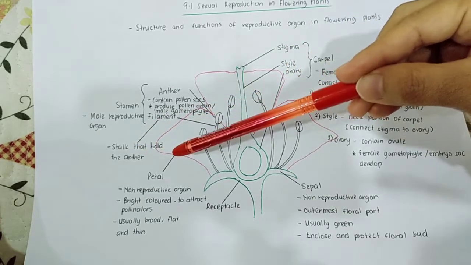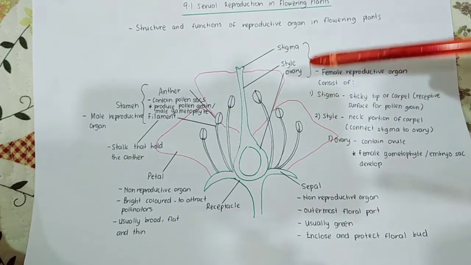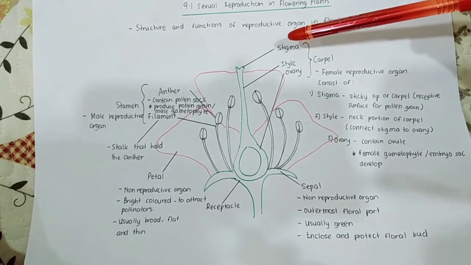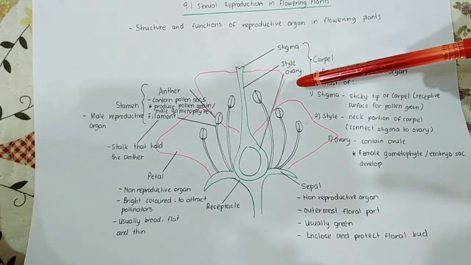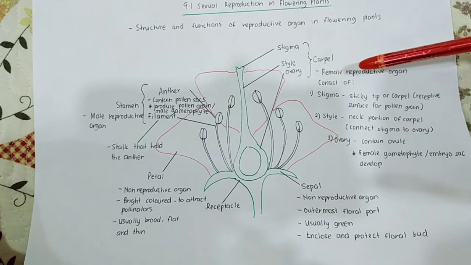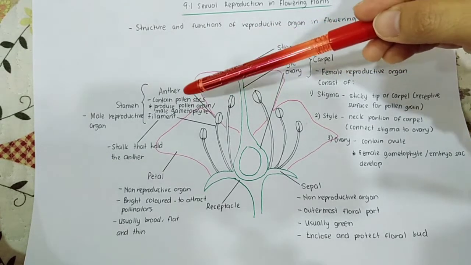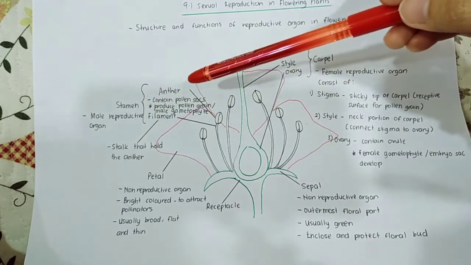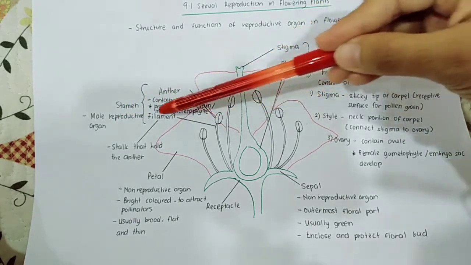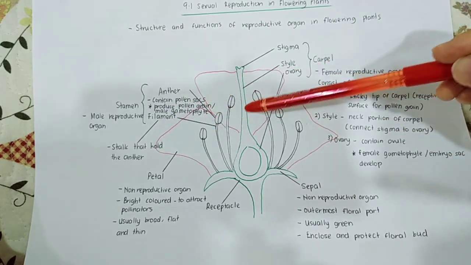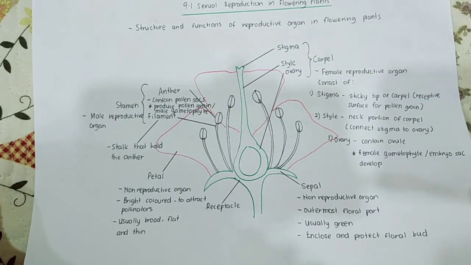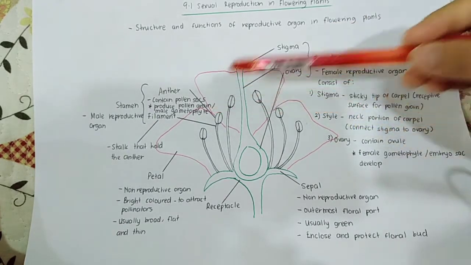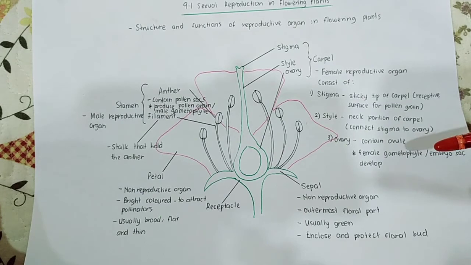holds the anther. Okay, so I repeat, carpel will consist of stigma, style and ovary. So carpel is the female reproductive organ. Okay, and then stamen is the male reproductive organ of flowering plants that consists of anther and also filament. Okay, so for flowering plants, you have to remember the male gametophyte we call as pollen grain. The female gametophyte for flowering plants we call as embryo sac.